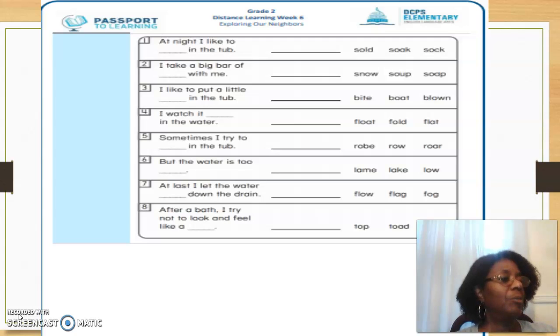Number 6, but the water is too blank. Lame, lake, low. Number 7, at last I let the water blank down the drain. Flow, flag, fog. Number 8, after a bath, I try not to look and feel like a blank. Top, toad, tray. Remember, you're looking for the long O sound to fill in the blank.